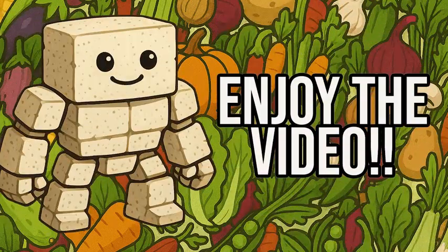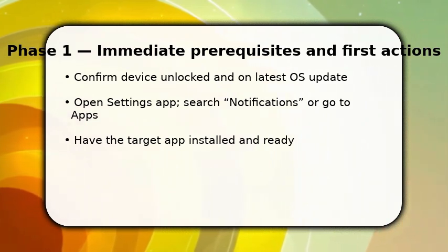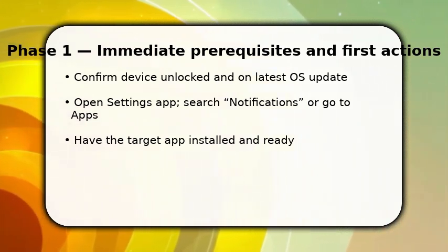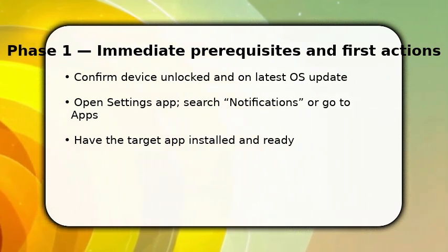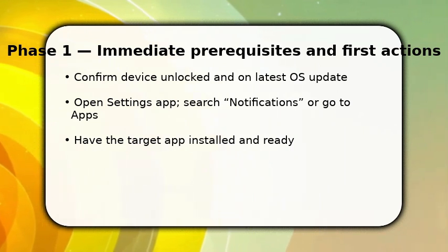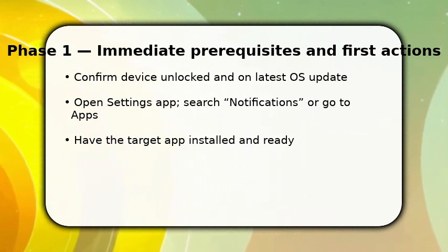You start by getting the basics ready. Unlock your phone and open Settings now. Once done, search for Notifications in Settings or tap Apps then Notifications, because different phones place the menu differently. Make sure the app you want to enable is installed and visible, otherwise you can't toggle it.